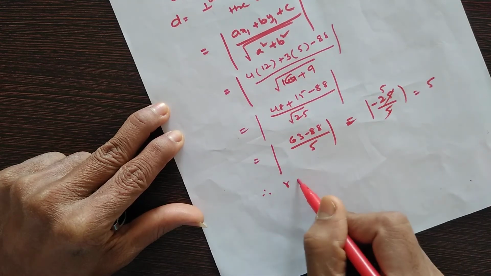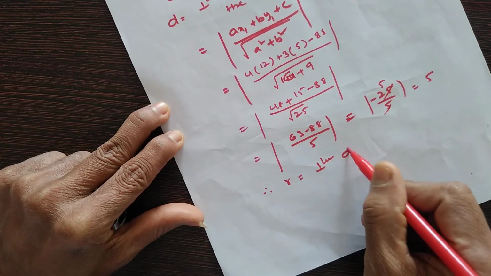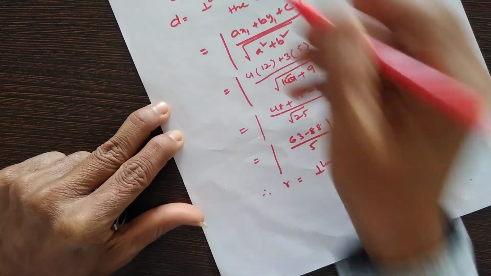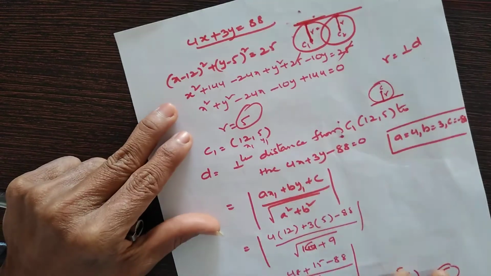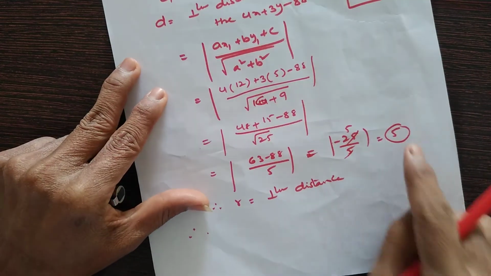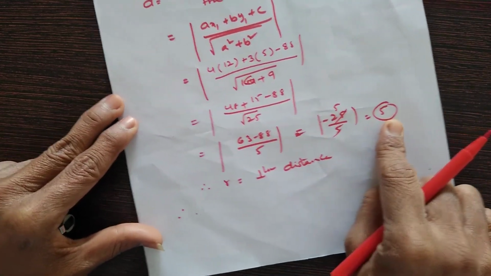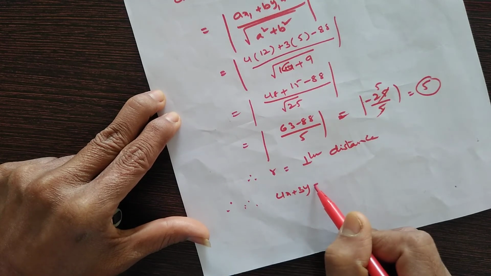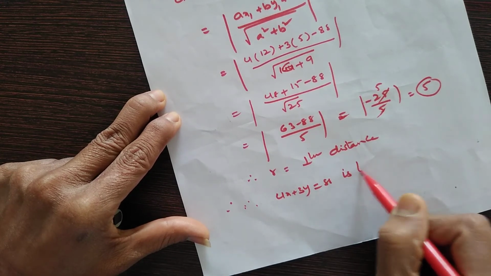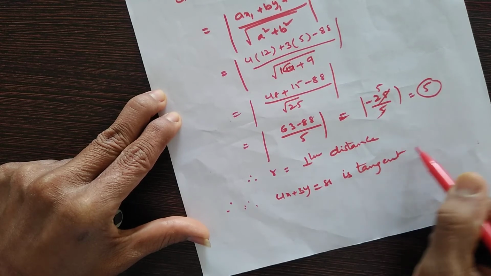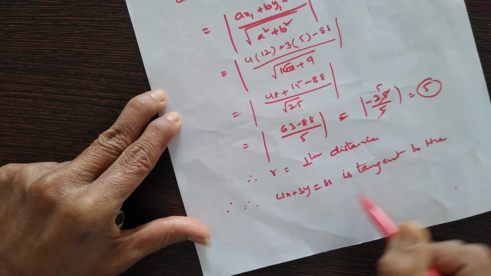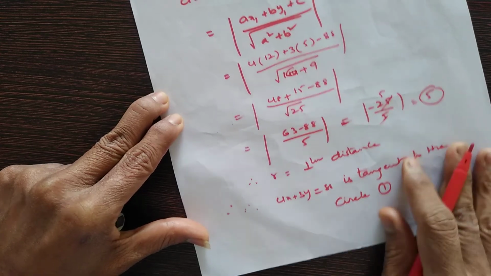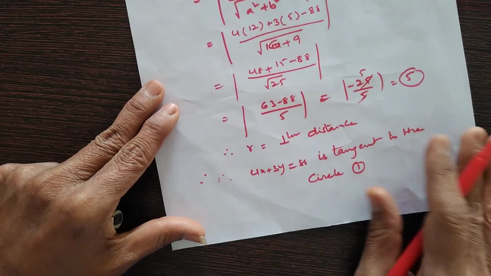So therefore r is equal to the perpendicular distance: here 5, here 5. So we can say that r is 5 and the perpendicular distance is 5. Therefore we can say that 4x plus 3y equals 88 is the tangent to circle 1. In the same way you have to go for circle 2 also.